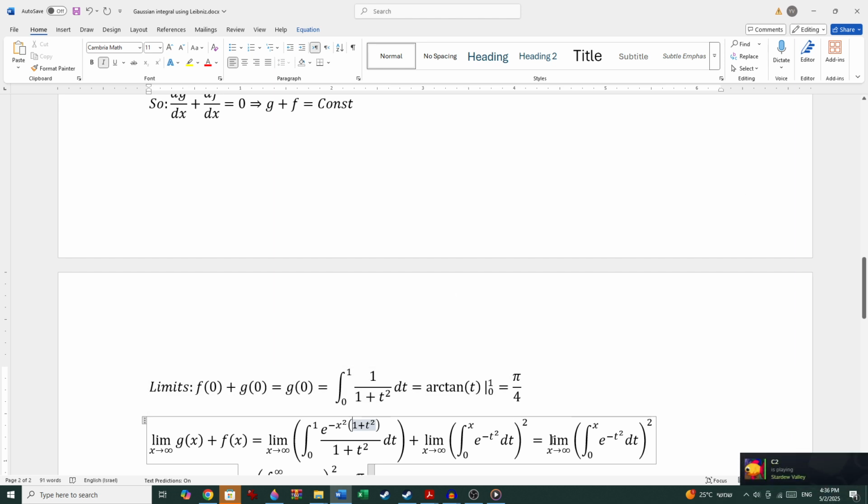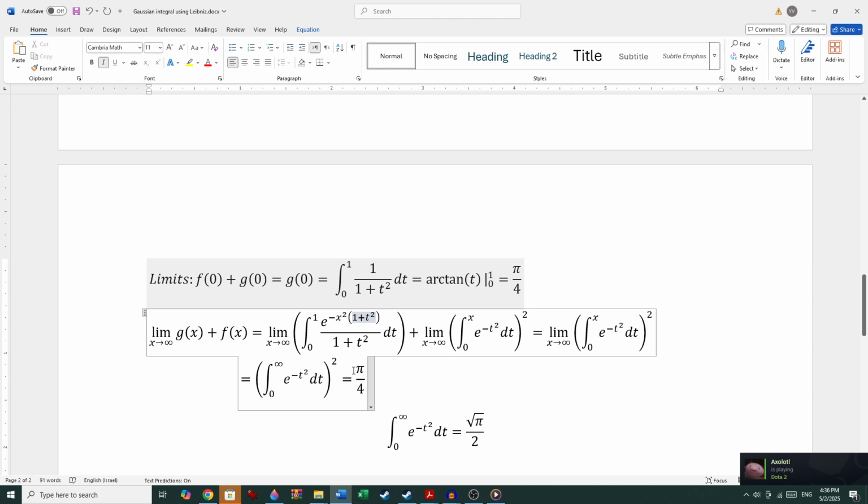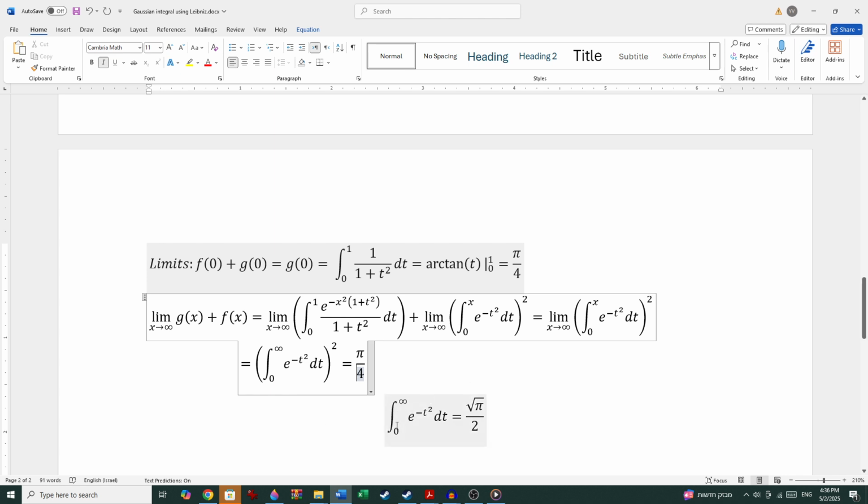This will just be the limit as x goes to infinity of the integral from 0 to x of e to the minus t squared dt, squared. Taking the square root of both sides, we'll end up with the integral from 0 to infinity of e to the minus t squared dt is equal to pi over 4. And of course, taking the square root, we'll get that the integral from 0 to infinity of e to the minus t squared dt is equal to root pi over 2.